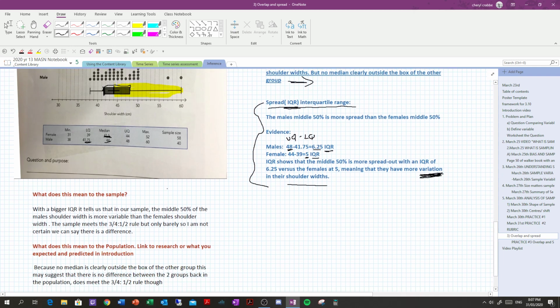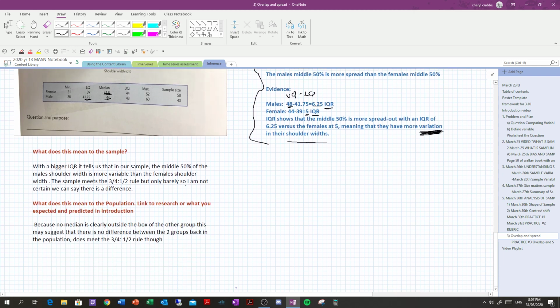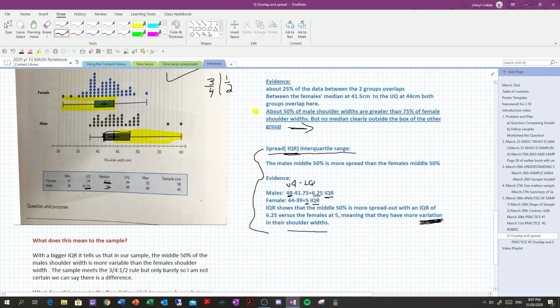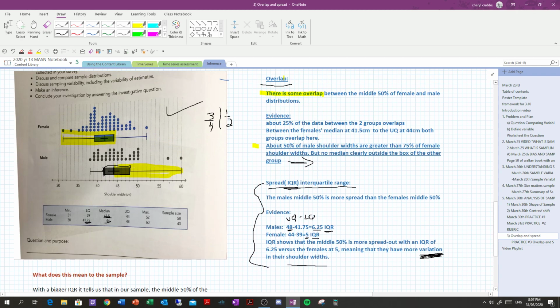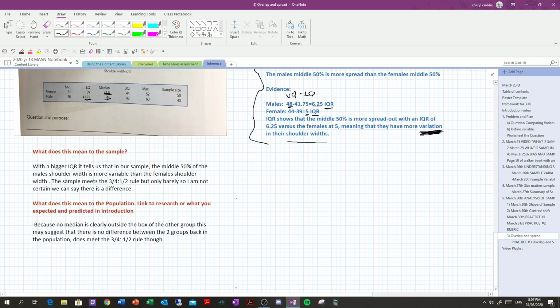So what does this mean to the sample, and what might it mean to the population? Remembering that sample variability means that if we took another sample, you could get a very different picture. With a bigger interquartile range, it tells us that in our sample, the middle 50% of the male's shoulder width is more variable than the female's, and the sample meets the 3/4 half rule, but only barely. So I am not certain we can say there is a difference, right? We've got it there, but it's a bit dodgy.